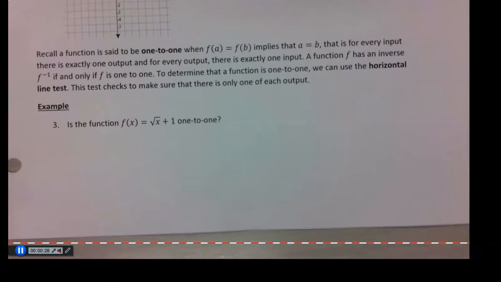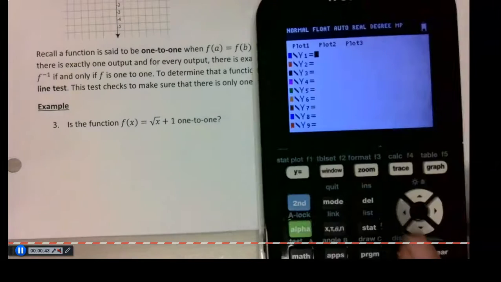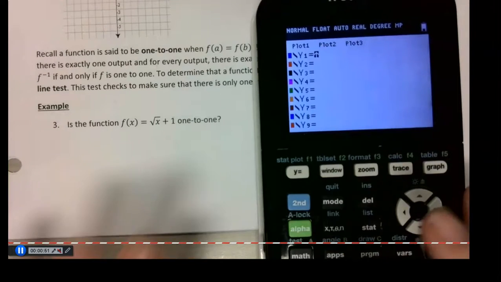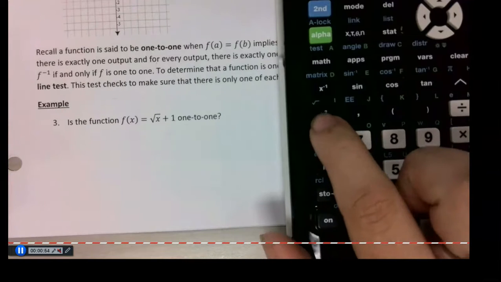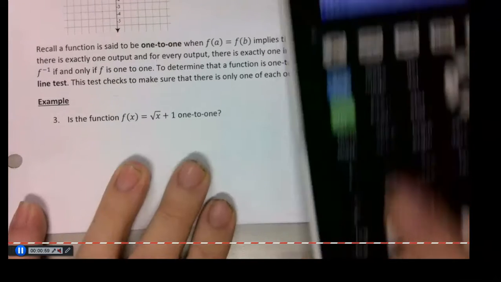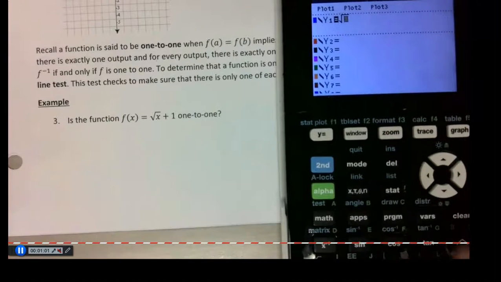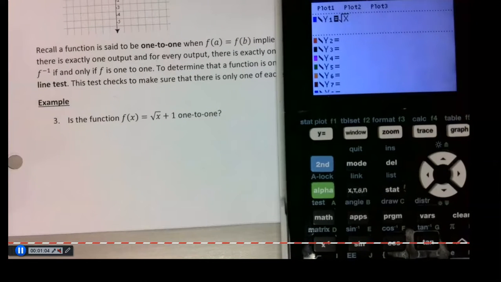So number 3 wants me to see if the function f of x equals the square root of x plus 1 is one-to-one. What I want to do is go ahead and graph this. So I want to clear out all of my equations from my calculator. And then I want to type this in. The square root is, if I press the second button and then diagonal from 7, I think it's also blue for you, a square root above the x squared button. You press that, you type x, arrow over, and then do plus 1.